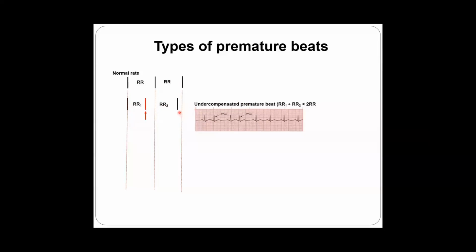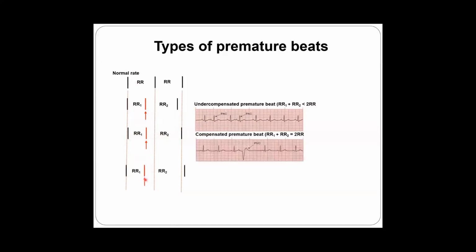So the heart rate accelerated, it became faster. Another thing: if the compensatory pause exactly compensates, this means that R1 plus the RR2 exactly equals 2RR, meaning a compensated premature beat. However, if this compensatory pause was longer and made the heart rate slower, that means an overcompensated premature beat formation.